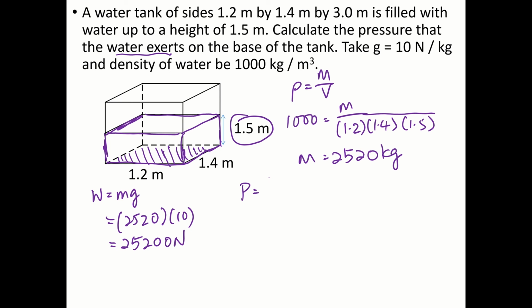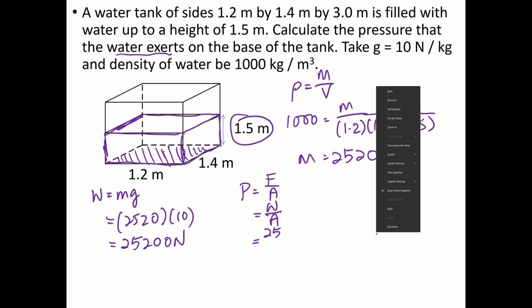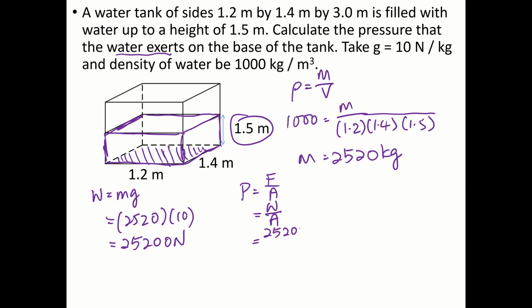And from here, we can calculate pressure equals force over area equals weight over area, and that will be equal to 25200 over, now note, this is the area that we are concerned with, so it's 1.2 times 1.4. And that will give us 15,000 newton per meter squared.